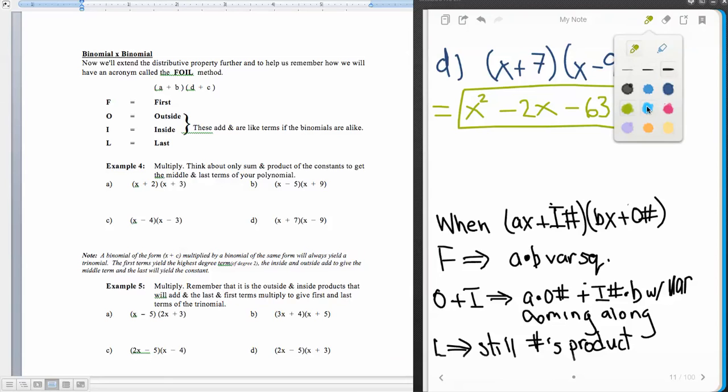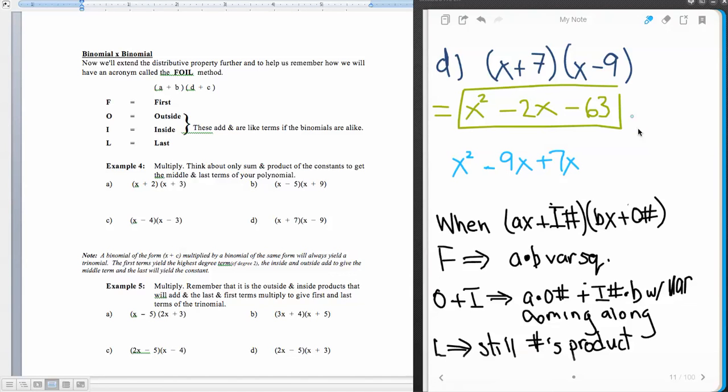Now if you FOILed it out, remember FOILing's fine, we have x times x, which is x squared, those are my firsts, and then x times negative 9, which gives me a negative 9x, and then a 7 times an x, which gives me a positive 7x, and then a 7 times a negative 9, which is a negative 63. When we combine these two middle terms, the outside and the inside, that's going to give me a negative 9 plus positive 7, which is a negative 2, and that's a negative 2x, and then minus 63, which is exactly the same answer that I got.